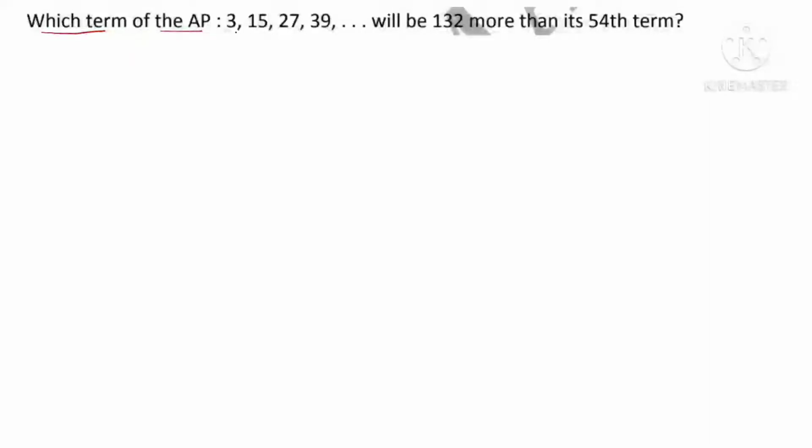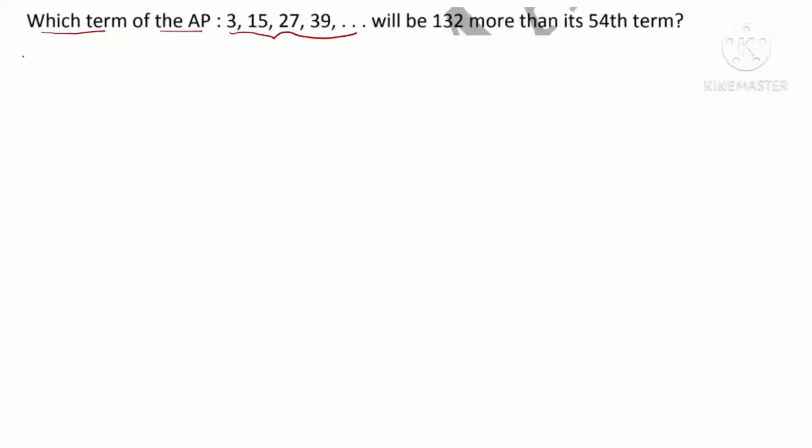Of the AP, what is the AP given to you? 3, 15, 27, 39, and so on. If you are continuing this arithmetic progression, somewhere you will get a term that is 132 more than its 54th term. So one number will be there that, compared to the 54th term, is extra 132. That is which term they are asking. See the twist of the question.